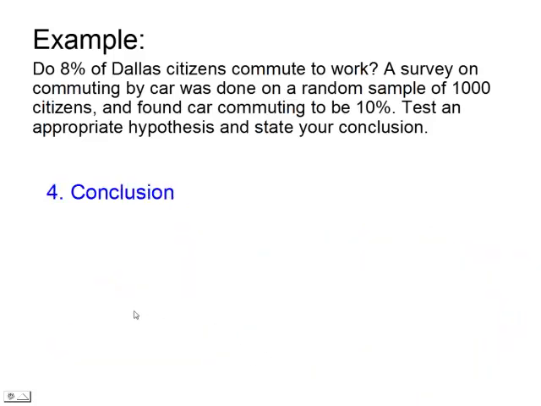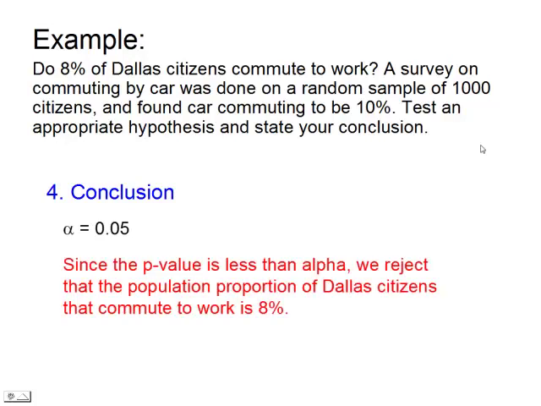Our final step is our conclusion. A significance level was not stated, so we'll use 0.05. So our conclusion is, since the p-value is less than alpha, we reject that the population proportion of Dallas citizens that commute to work is 8%.